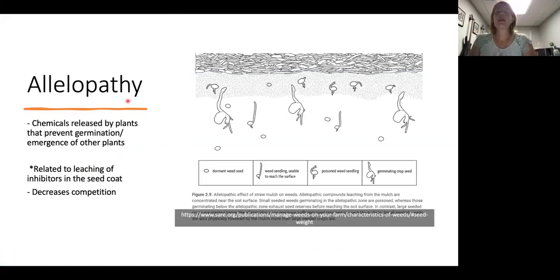So the next thing we're going to talk about is the second mechanical dormancy related thing, which was the chemicals that are found inside the seeds. So a lot of plants produce chemicals that prevent germination or the emergence of other plants. And this process is called allelopathy.